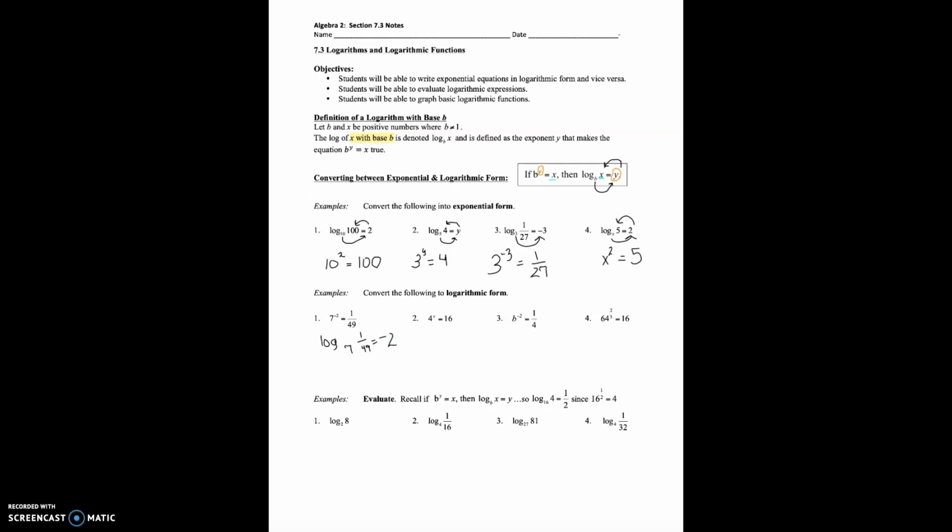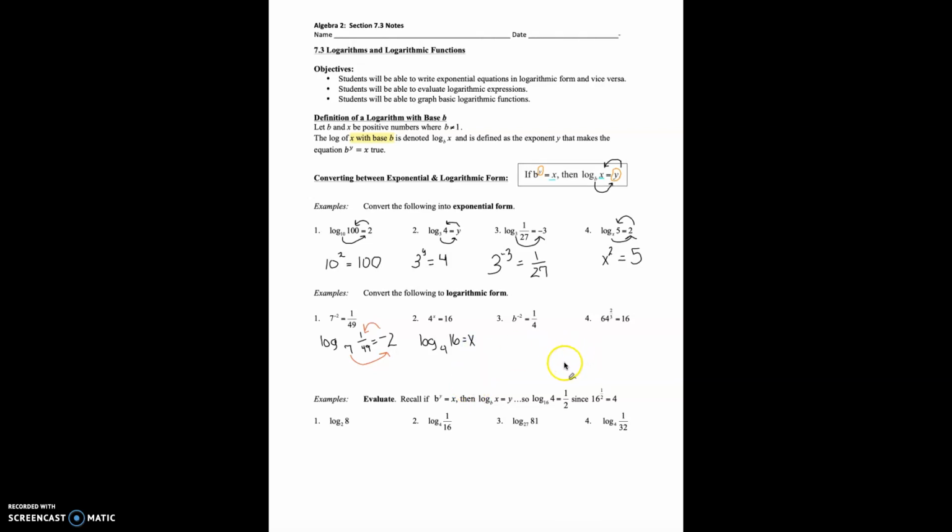Let me just change colors. Let's just check what we did before. Is it true? Did we write it right? 7 to the negative second equals 1 over 49. So we did that correctly. Excellent. Next, 4 is our base. So we'll say, hey, log base 4 of 16. And sorry, that is a 4, not a 9 there. And what's it going to equal? It's going to equal x.